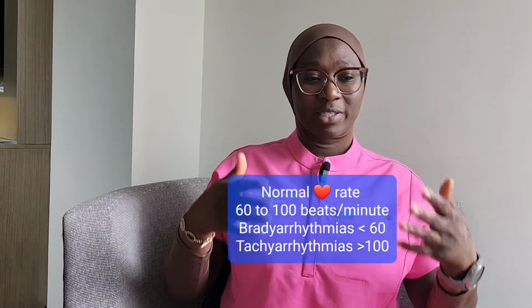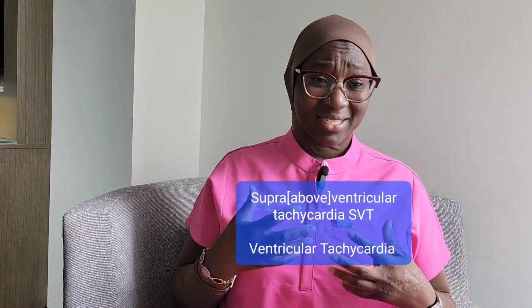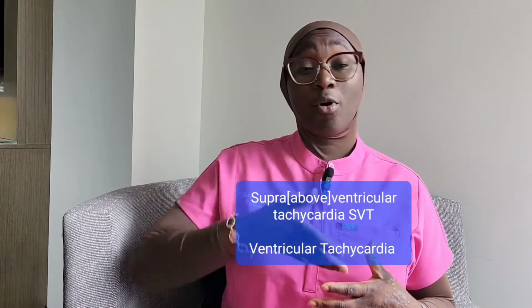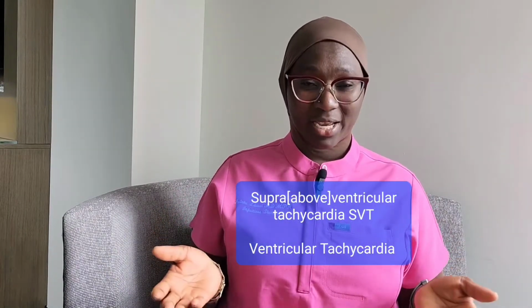Now, after the speed, we go to the origin. What part of the heart is this abnormal rhythm coming from? And remember, we talked about the upper chambers and the lower chambers. The upper chambers, the atrium, the lower chambers, the ventricle. So we have something called supraventricular, which is above the ventricle. So we have tachycardias that originate above the ventricles, and then we have ventricular tachycardias.